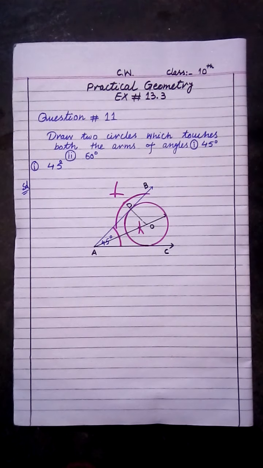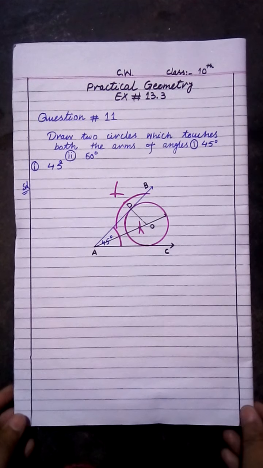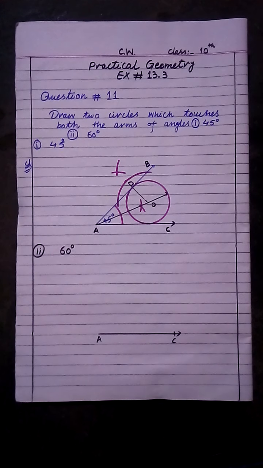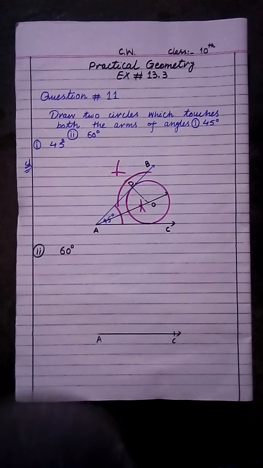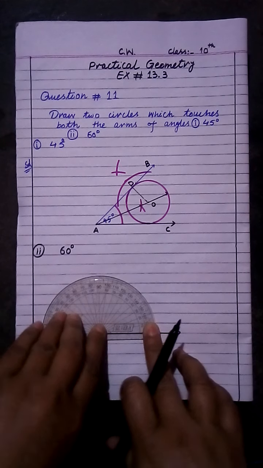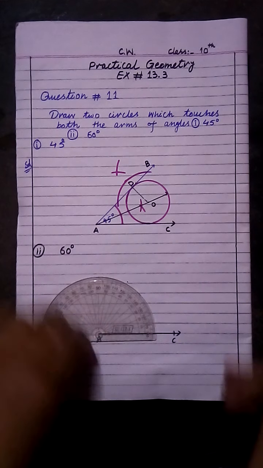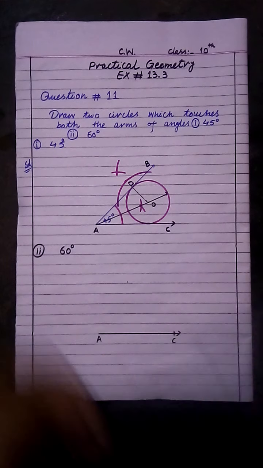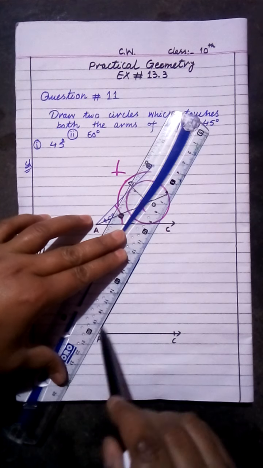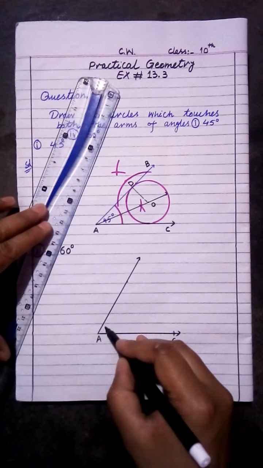Let's see. So you have to construct a 45 degree angle and also draw a circle which touches both arms of the angle. Now we will construct an angle of 60 degrees, the second part. Now you have to do the second part, so put the protractor at point A and draw an angle of 60 degrees. Now put a dot here. Now join this dot with A. Now that is the angle of 60 degrees.